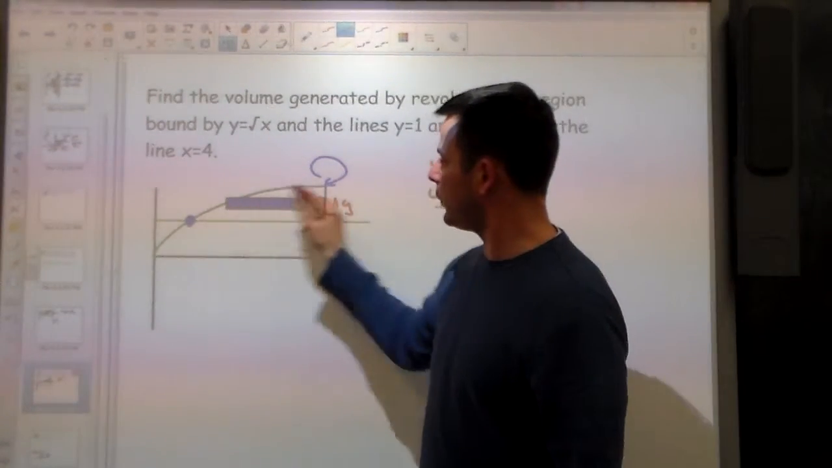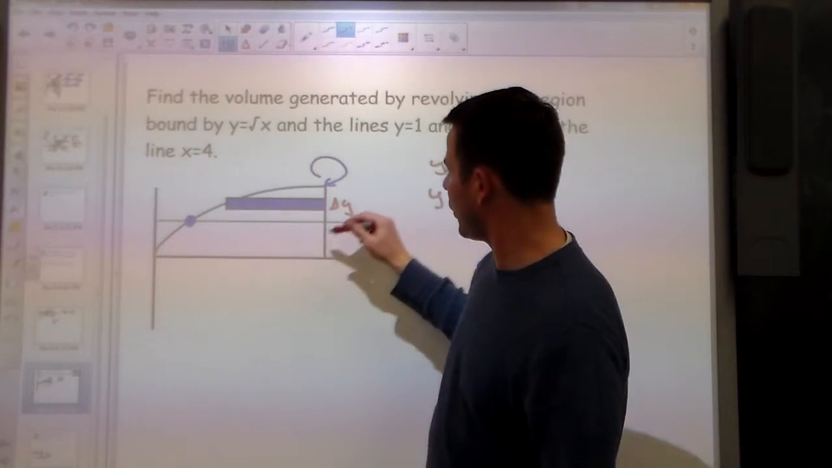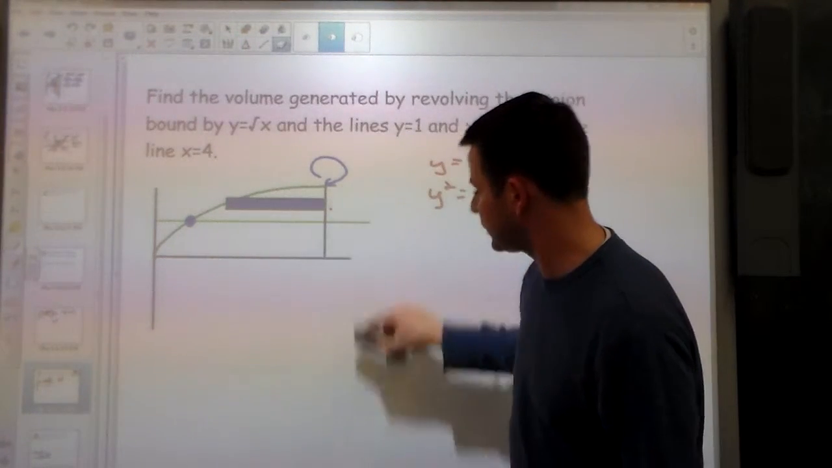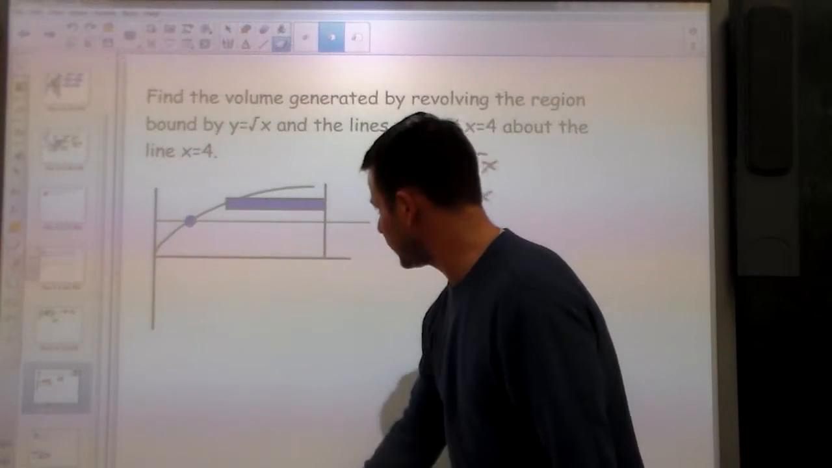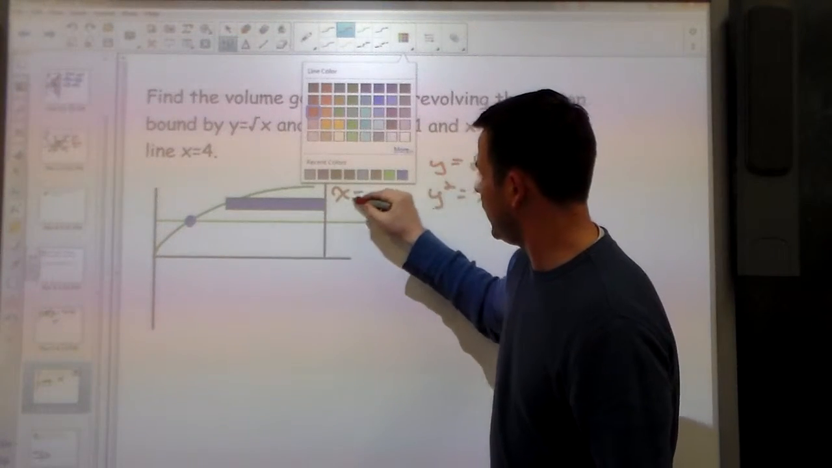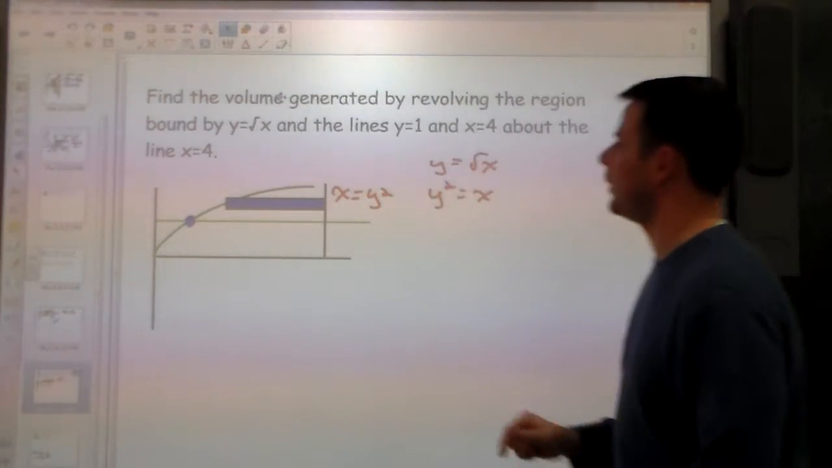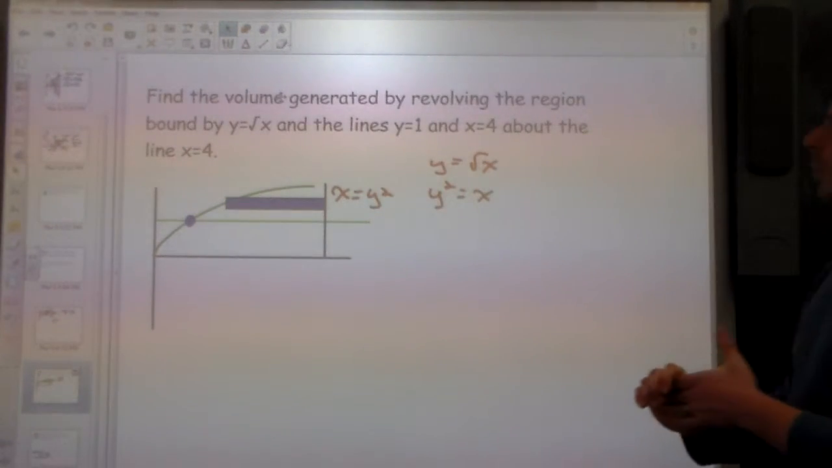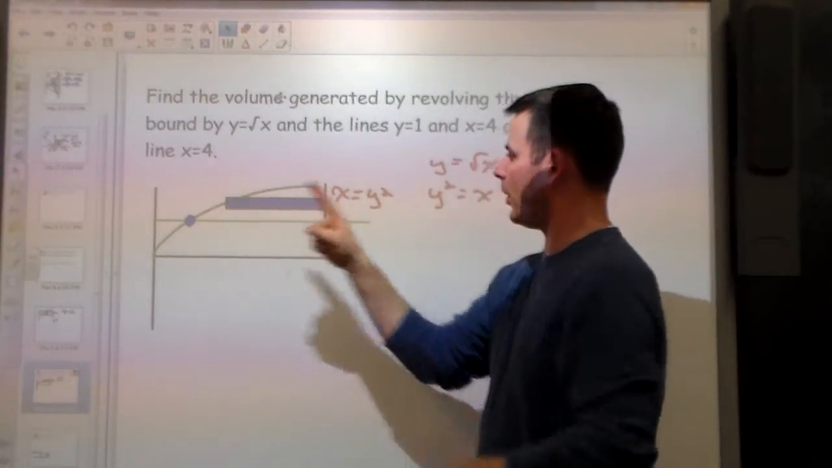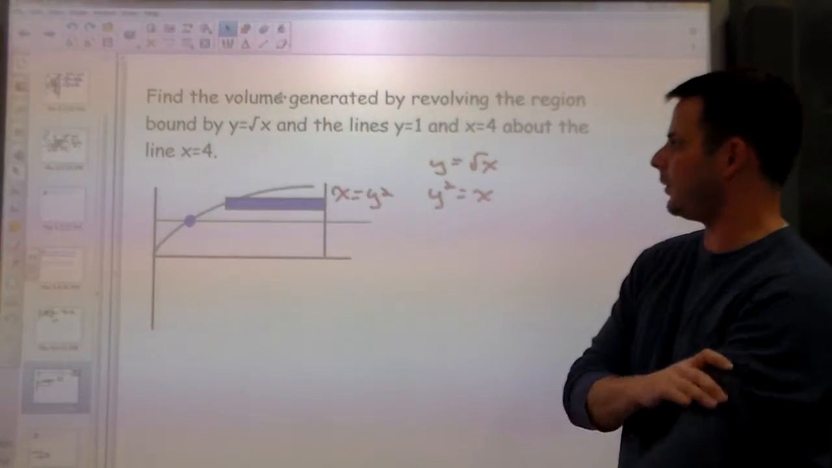So now I can call this curve not y equals radical x, but I can say that this curve is x equals y squared. Okay, so now that's going to help me determine what my radius is going to be. So now this is the region that's being revolved. This is a single rectangle that's being revolved about the line x equals 4.